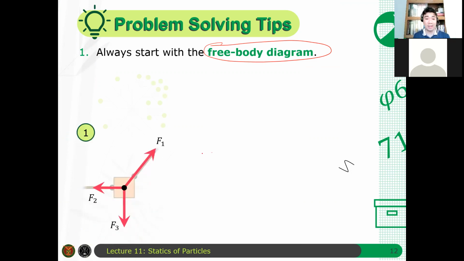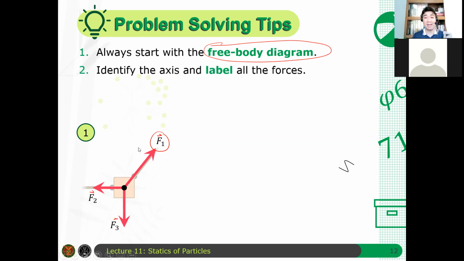So ganito. So for example here, this particular example, you have three forces acting on a particular object or a particular body. You have F1. Supposedly may vector dapat yan. This should have a vector. F2 and F3. These are forces acting on a certain body. And then after that, what you will do is identify the axis and label all the forces.